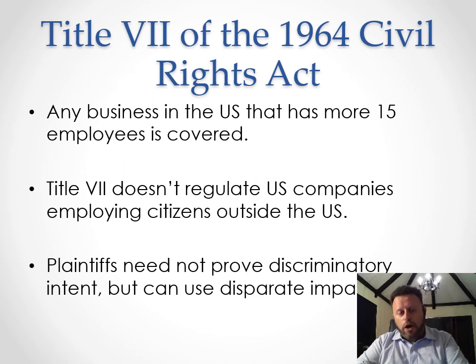Title VII is a law, and you can sue a company using Title VII using what's called the EEOC, which we'll learn. Throughout this semester, we'll actually learn how to do that because I think it's important that you know. But any business that has more than 15 employees is covered by Title VII. It doesn't regulate companies that employ citizens outside America, so it wouldn't work in China. You need to prove disparate impact, but you do not have to prove disparate treatment. You just have to prove that there was something in the company, whether it was an English test or a strength test or whatever it was, that impacted a protected group of people.